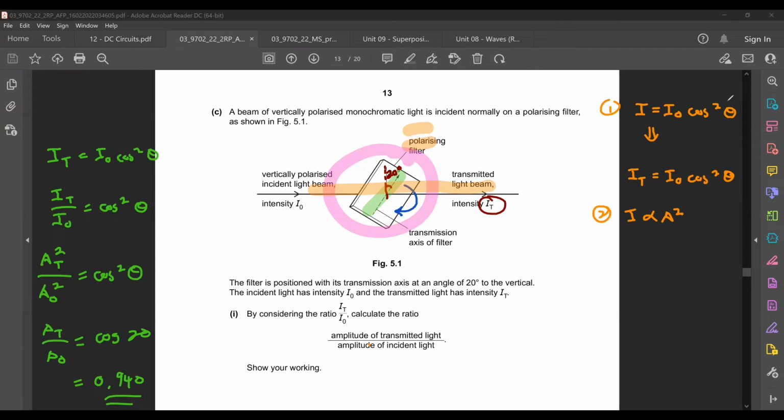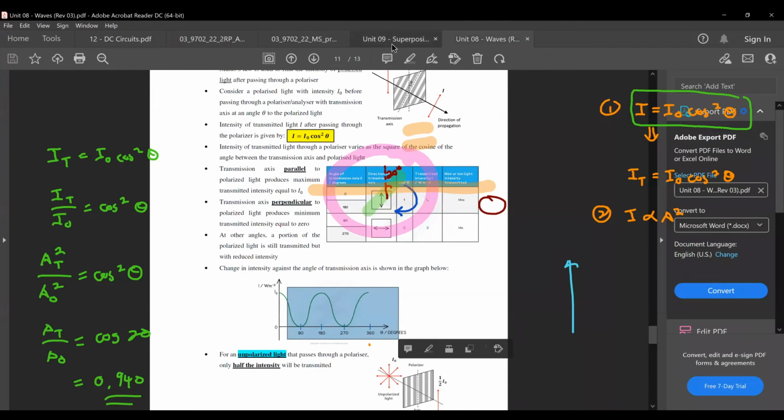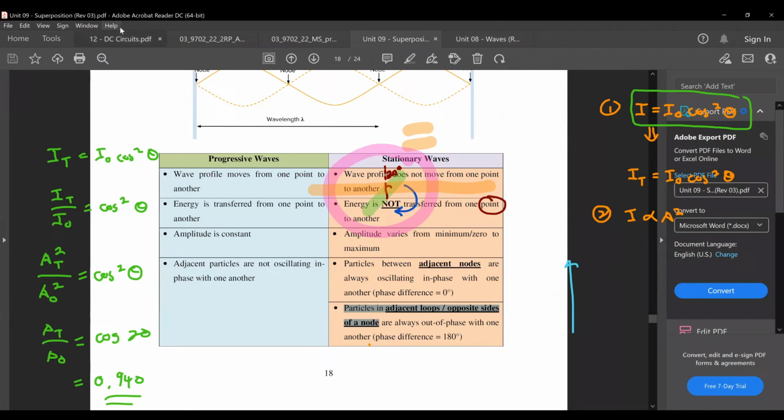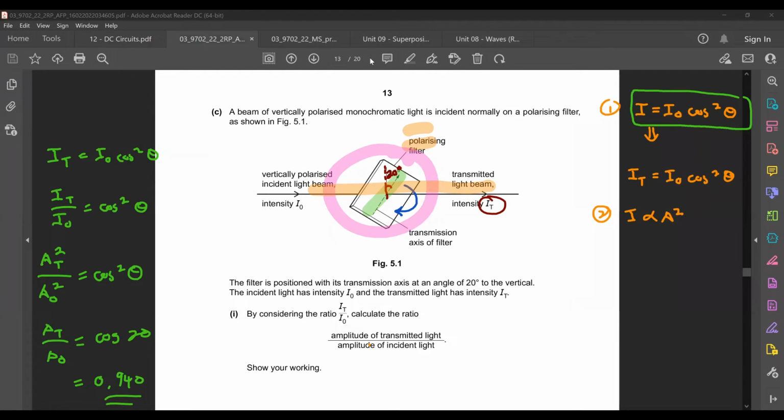So I know that I is I naught cos squared theta. In my case, I know that I have something like this. If I try to plot the graph of intensity versus theta, from this part of your notes last time, if I try to draw this one out, what you will have is something that looks like this.